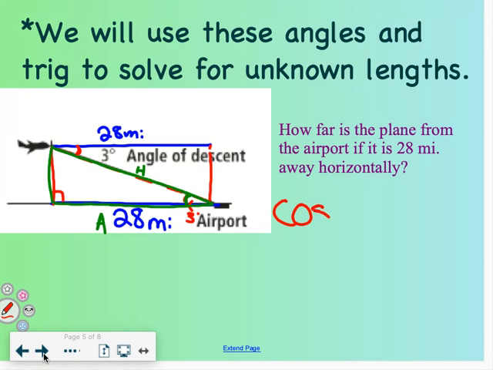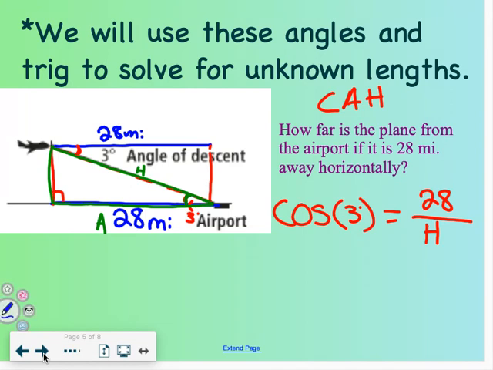And we always set up these equations as the trig function of our angle is equal to our fraction, whether it's opposite over hypotenuse, adjacent over hypotenuse, or opposite over adjacent. So looking here, we have cosine of our angle. Well, we know our angle is 3 degrees, is equal to, SOHCAHTOA, for cosine it is adjacent over hypotenuse. The adjacent side is 28, the hypotenuse is unknown.